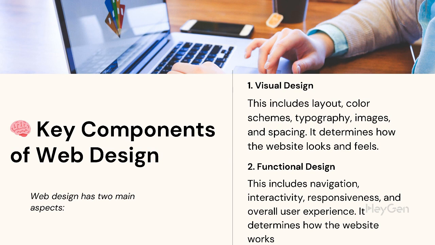Key components of web design. Web design has two main aspects. 1. Visual design. This includes layout, color schemes, typography, images, and spacing. It determines how the website looks and feels. 2. Functional design. This includes navigation, interactivity, responsiveness, and overall user experience. It determines how the website works.